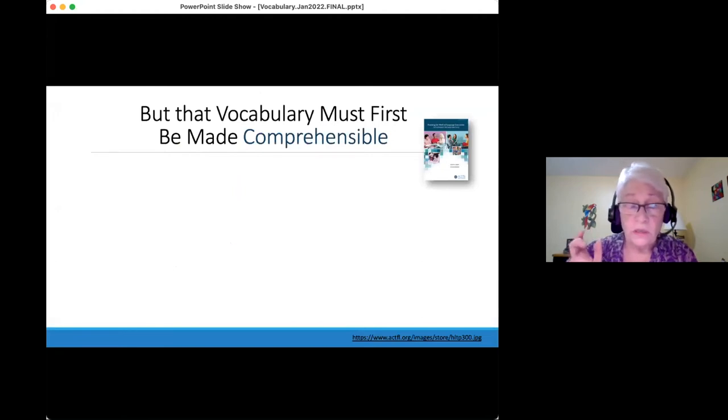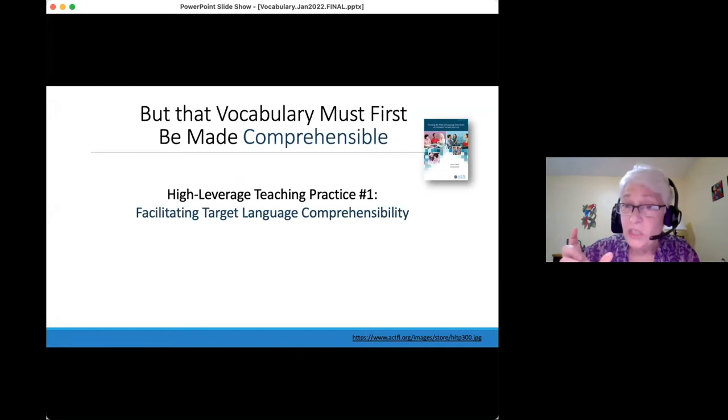Of course, classroom talk with the vocabulary that's used in it must be made comprehensible before our students can acquire it. And that image you see is the High Leverage Teaching Practices, Volume 1, Enacting Language Instruction. And High Leverage Teaching Practice number 1 is referred to as facilitating target language comprehensibility.